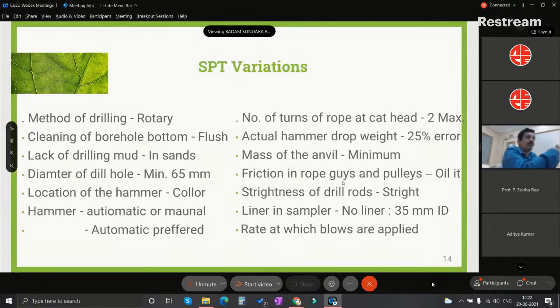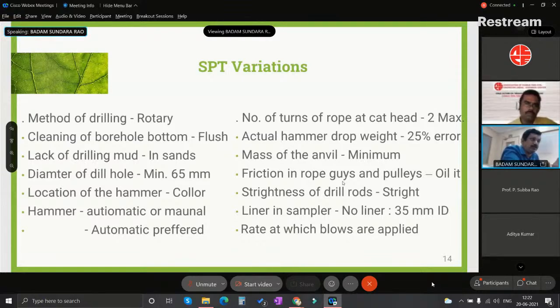Before going to the energy ratios, I will discuss the probable variations to which the reported N value is subject. As we know, we use some drilling equipment to drill up to a test depth, and after reaching the test depth, we fix the SPT spoon and the drill rods, and then the falling mechanism. Using a pulling mechanism, we conduct the test by dropping a certain weight from a certain height as specified in the code.